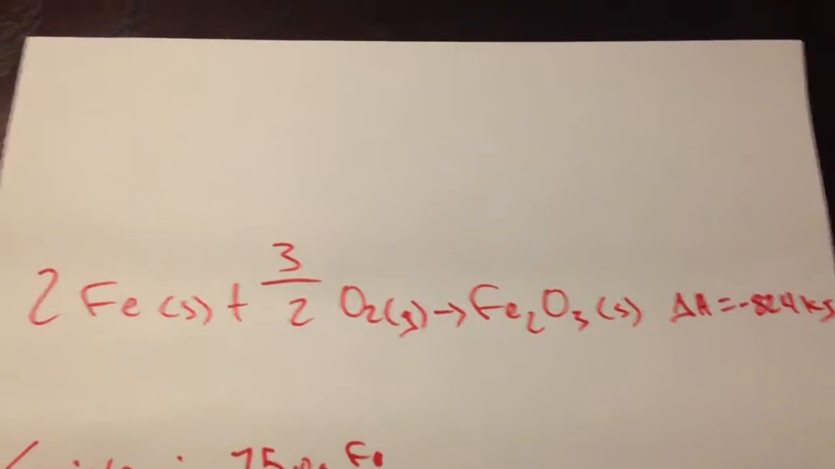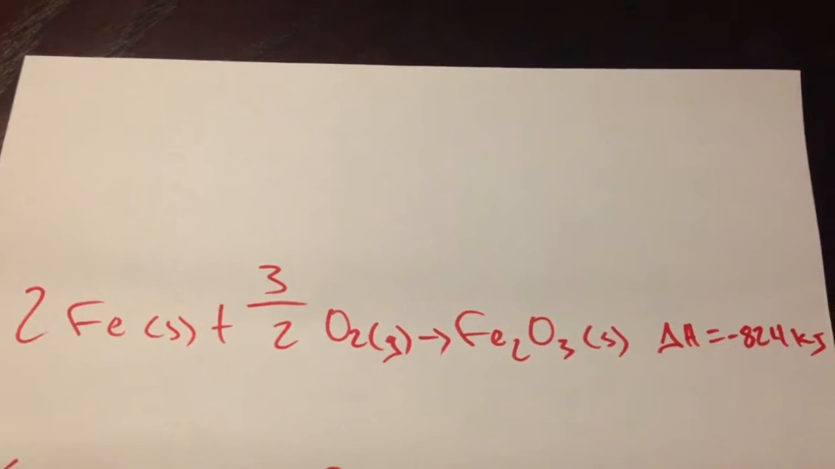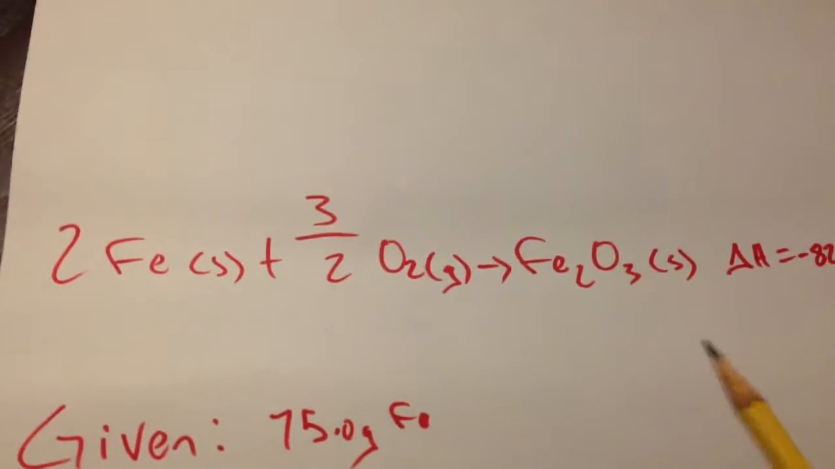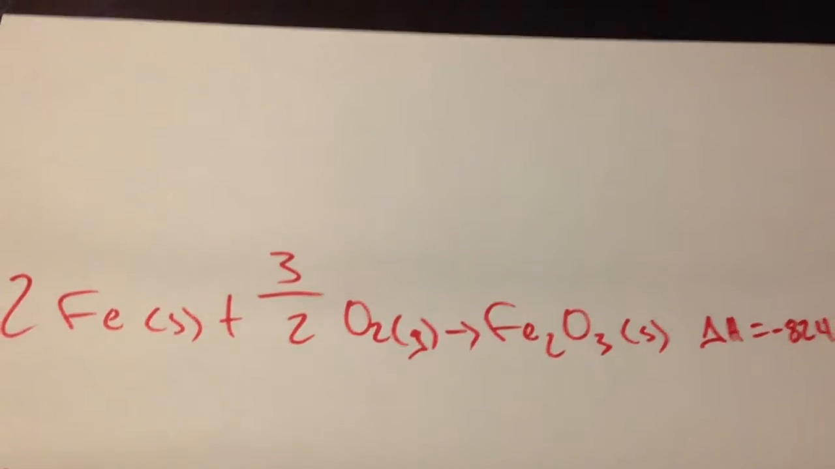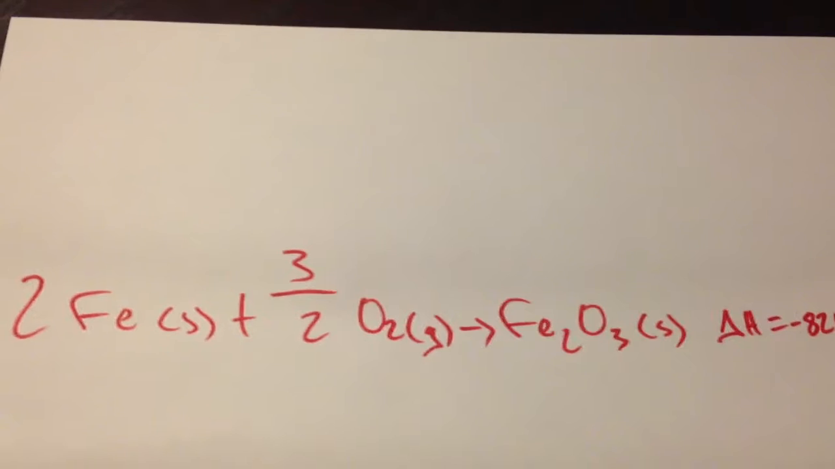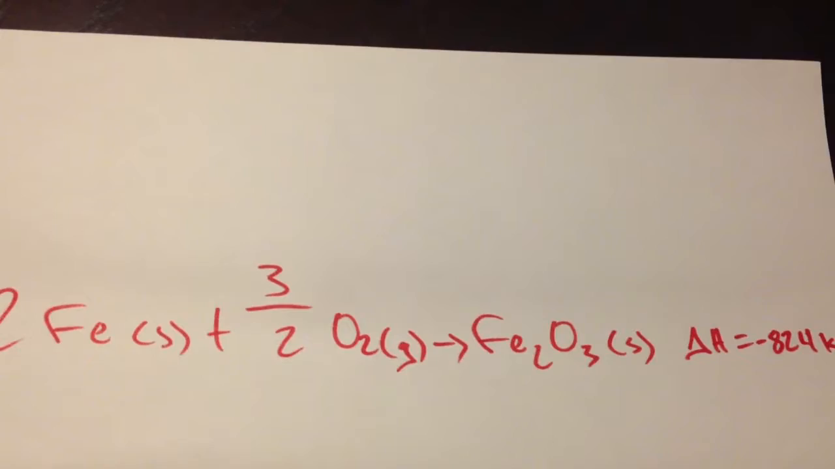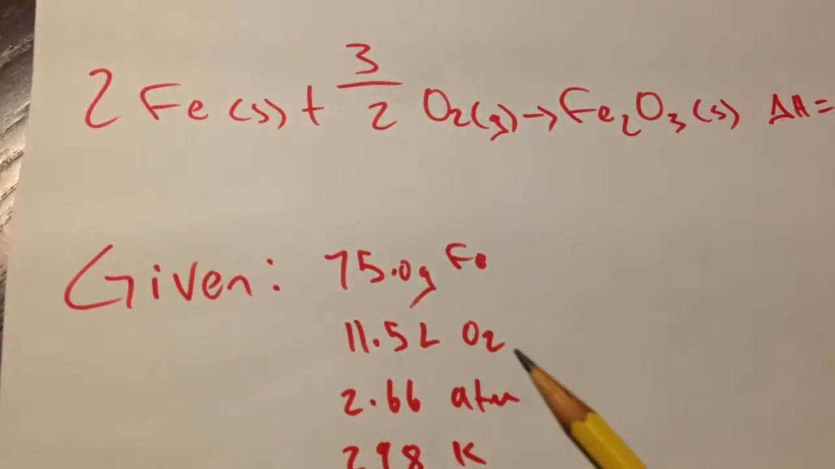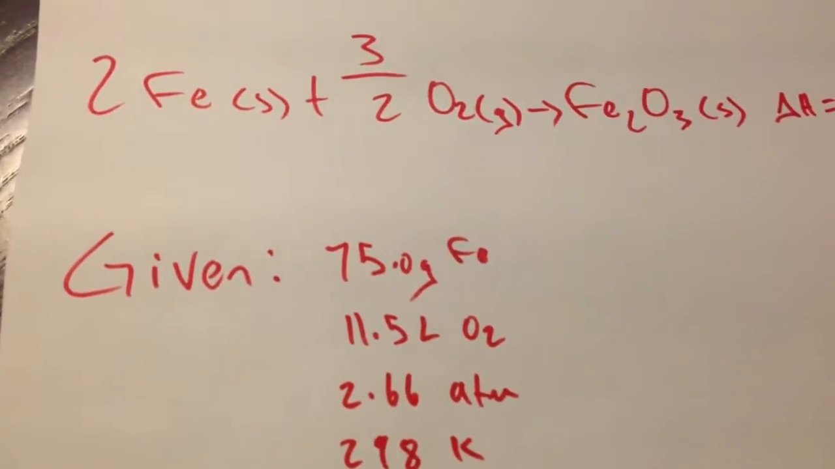The next part to our problem says iron reacts with oxygen to produce iron oxide as represented by the equation above, which we have here. It also says that a 75-gram sample of iron is mixed with 11.5 liters of oxygen at 2.66 atm and 298 Kelvin. So we are given 75 grams of iron, 11.5 liters of oxygen, 2.66 atm, and 298 Kelvin.